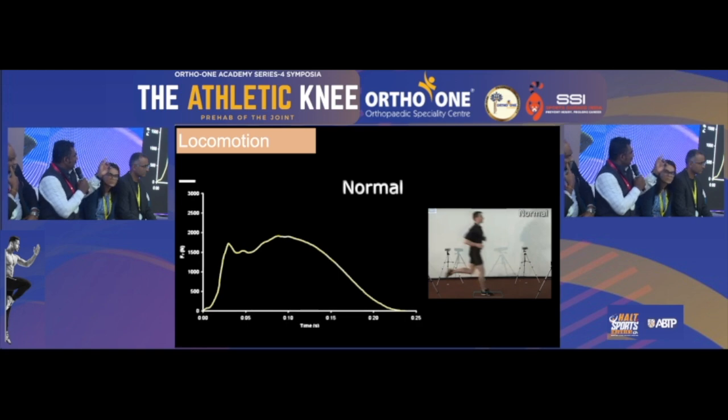This is a graph which shows the normal running pattern. You can see the amount of force applied here. When you are going for normal running, it is 3 times the body weight, right? That is the reaction force occurring in your joints. Next, please.